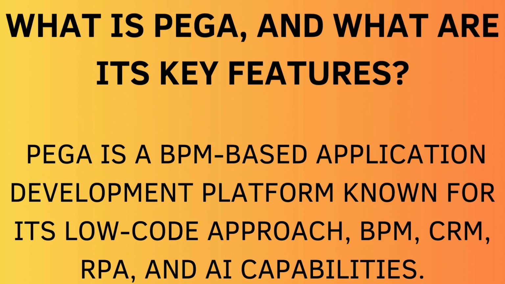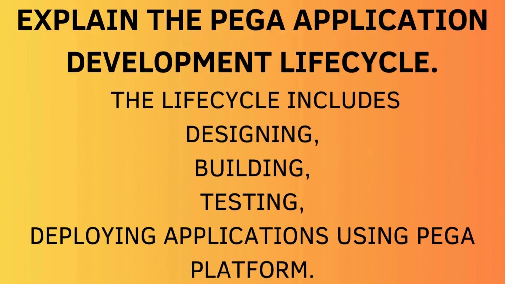What is Pega, and what are its key features? Pega is a BPM-based application development platform known for its low-code approach, BPM, CRM, RPA, and AI capabilities. Explain the Pega application development lifecycle. The lifecycle includes designing, building, testing, deploying applications using Pega platform.